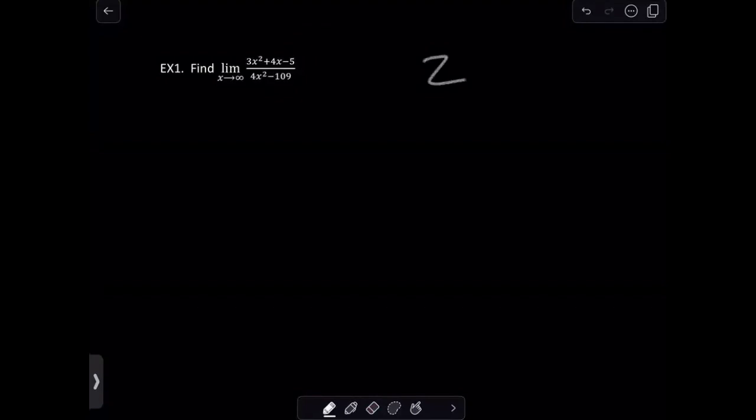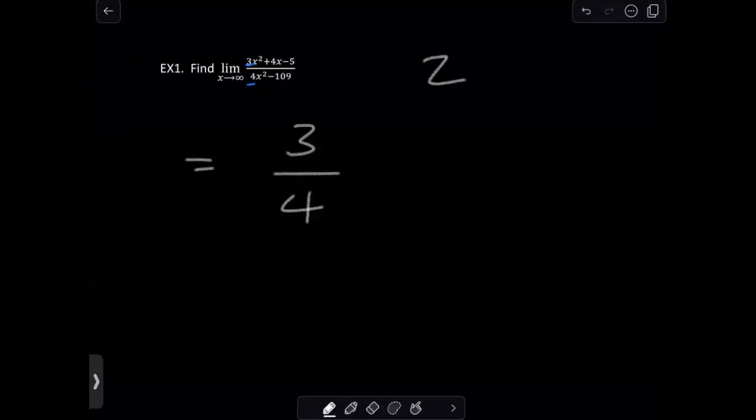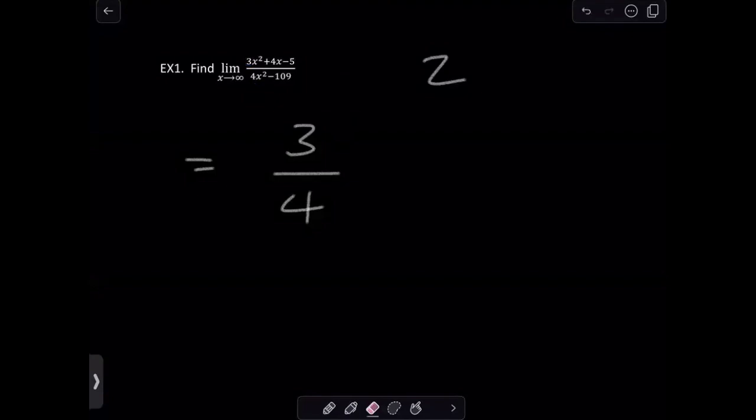In that case, we take the numerator leading coefficient. The leading coefficient in the numerator is positive 3. So that is going to be 3 over, and then we look for the denominator leading coefficient. That is going to be 4. So we have 3 over 4. And that's your answer. That's all you have to do for the shortcut method. So that's how you handle it.